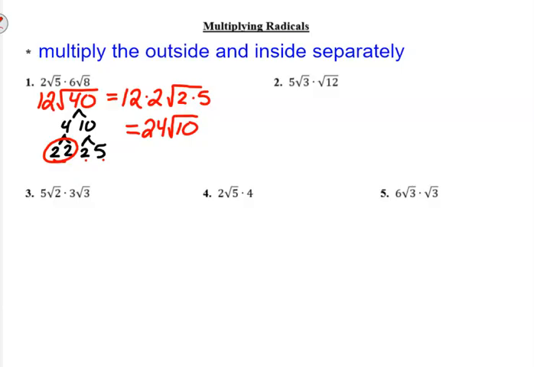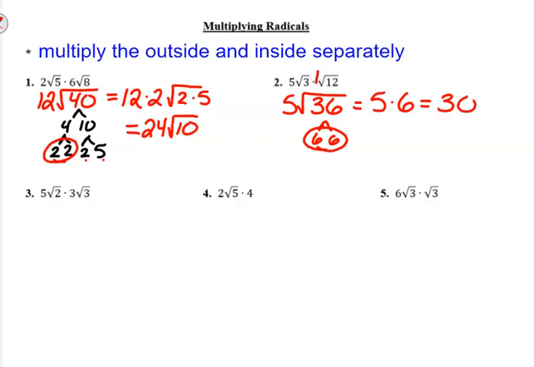If I take the same approach to number 2, in front of a square root there's always an invisible 1, just like a variable. So here I have 5 times 1, which is 5. 3 times 12 is 36. Now, I could make a tree for 36, but 36 is a perfect square. The square root of 36 is 6, right? Technically, this is 6 times 6, so you could consider that a pair. So if I have a 5 out front and the square root of 36 is 6, I actually get a whole number answer of 30.